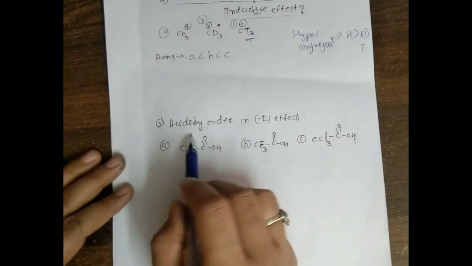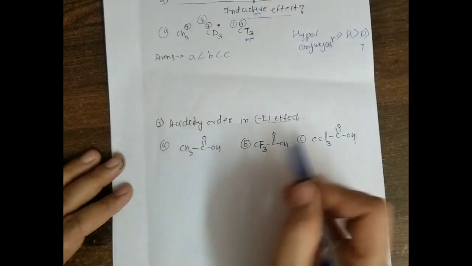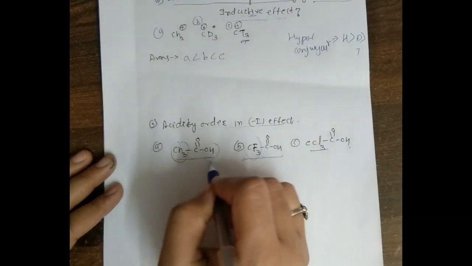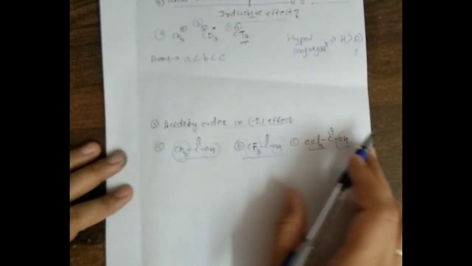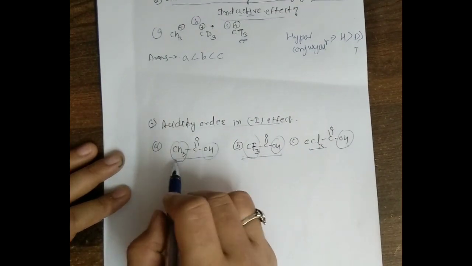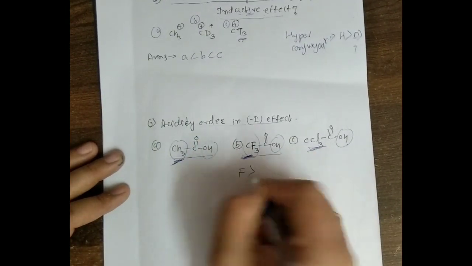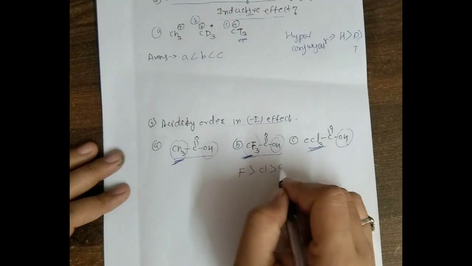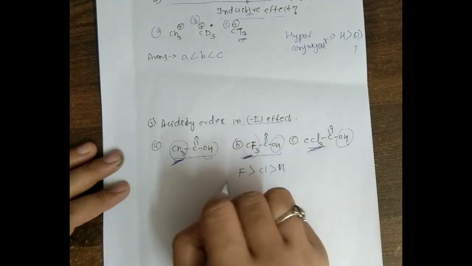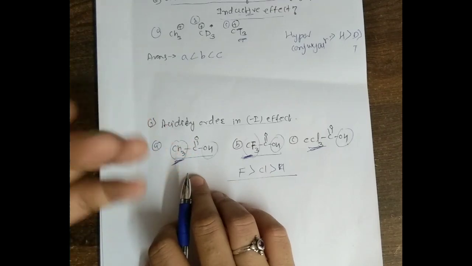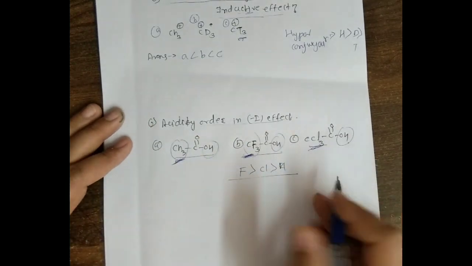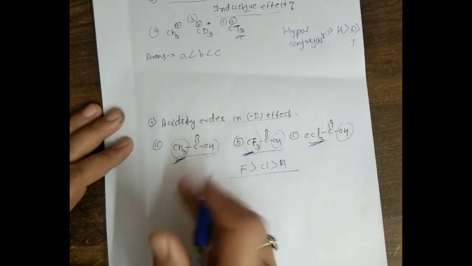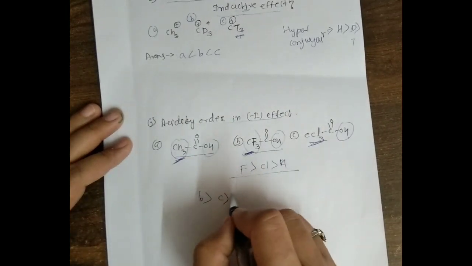So after that, the acidity order in this compound by -I effect. In this case, this is CH3, this is OH, this is CF3, this is OH. The OH is common, that is, the acid group is common in this. Here CH3 is replaced by CF3 and CCl3. But the most acidic is, we know that fluorine is more acidic than chlorine, than the carbon, then the hydrogen atom. Why? Because fluorine is more electronegative than chlorine, and then carbon or hydrogen atom. So the priority order will be B greater than C greater than A.